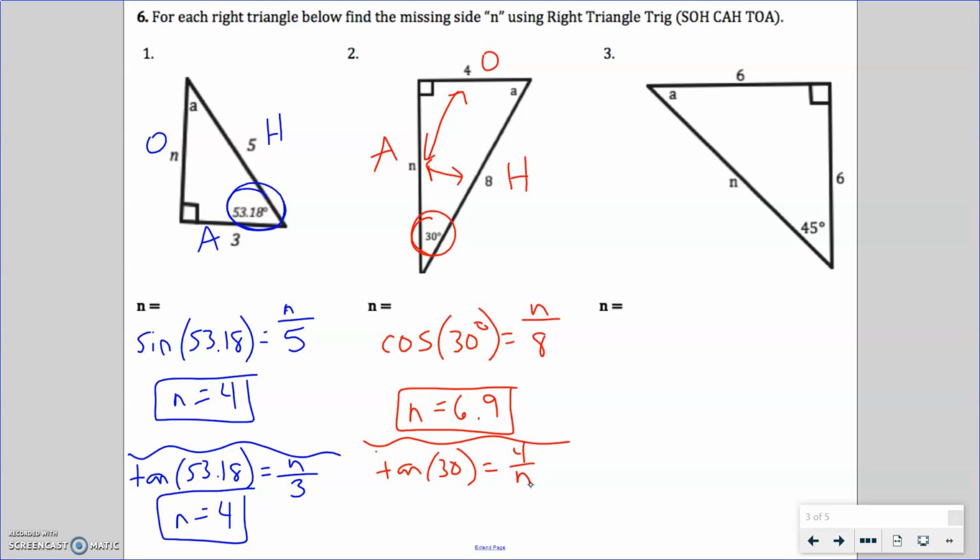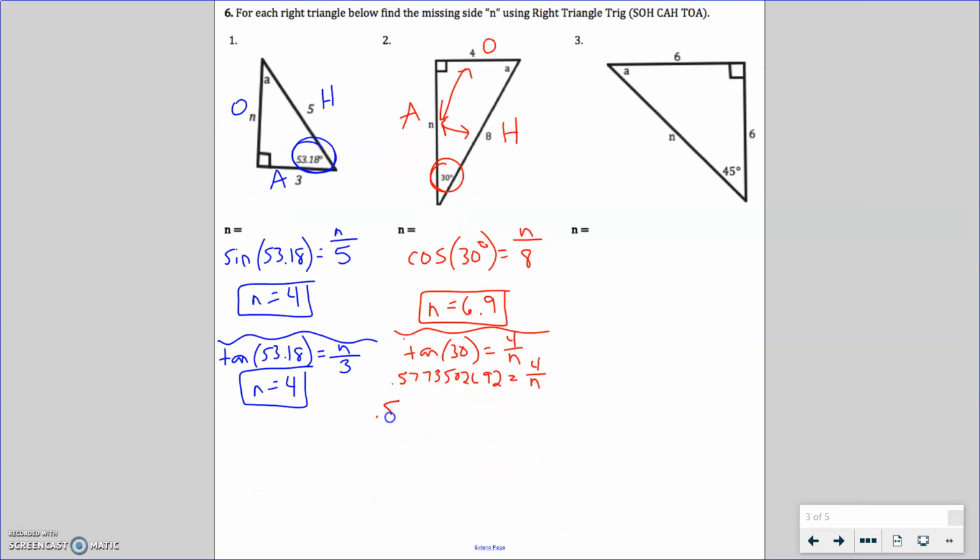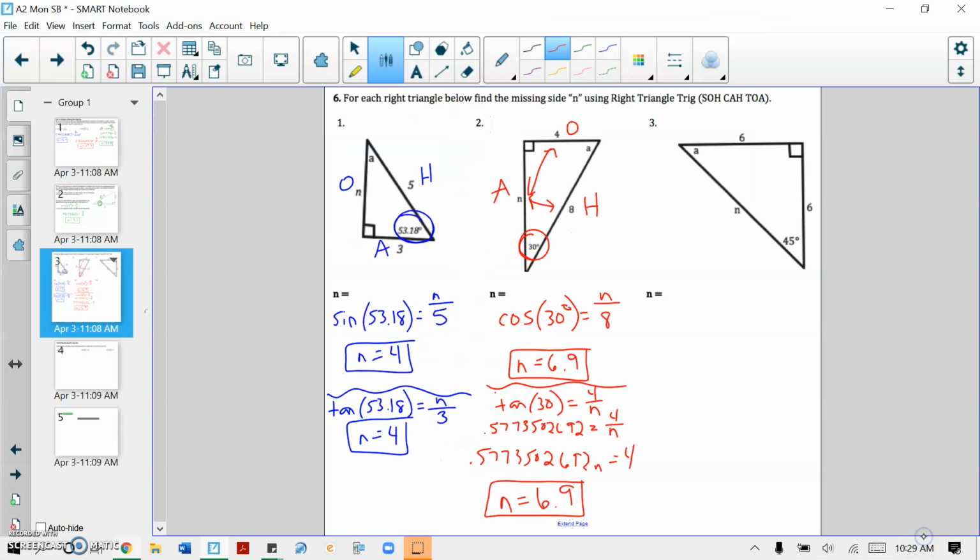This is the one you have to be careful of, though, you guys, because you've got your decimal right here. And you're going to multiply both sides by n. So you're going to get that decimal times n equals 4. So you have to do 4 divided by that decimal in that calculator to get n equals 6.9. Okay, so watch out for that. Remember, when the variable's on the bottom, that tends to be tricky.